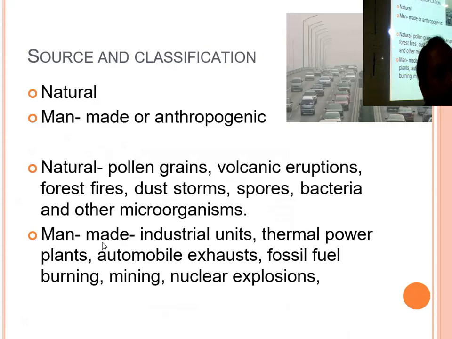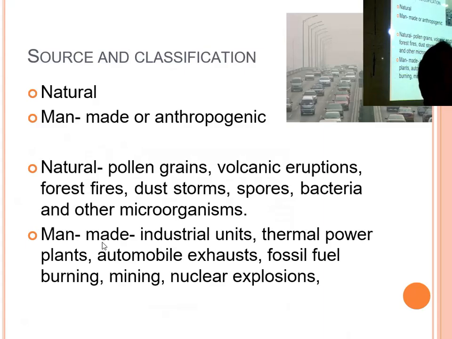Major source, volcanic eruption. 2/3 of our total sulfur dioxide emission is only from volcanoes. Do you know that? 2/3 of our SO2 emission is from volcanic eruption. And we are only blaming the thermal power stations. 2/3 from volcano, 1/3 from others. But just think, we cannot prevent volcanoes. We cannot stop volcanic eruption. It is beyond our capacity.